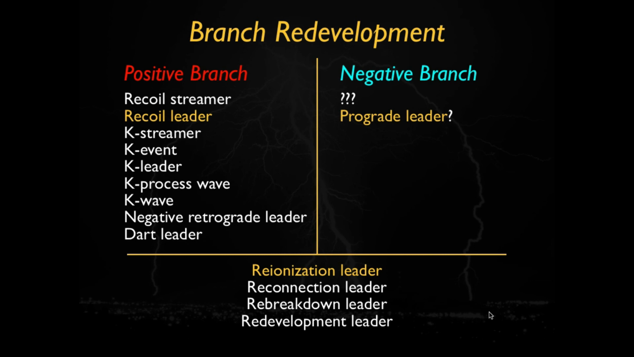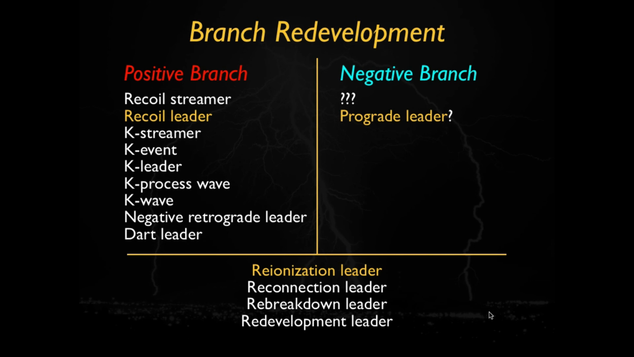So real quick before we move on, as far as the naming goes, if you look in the literature, this redevelopment along positive leader branches has been studied for quite some time, and essentially the electric field signature that's created as a result of this redevelopment is a K change. And so this redevelopment has been referred to in the literature as recoil streamer, recoil leader, K streamer, K event, K leader, K process, wave, K wave, negative retrograde leader, and dart leader.